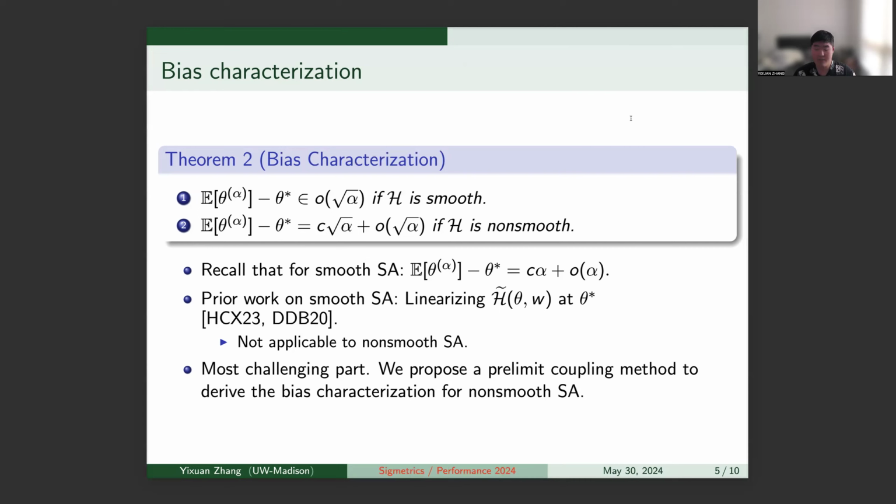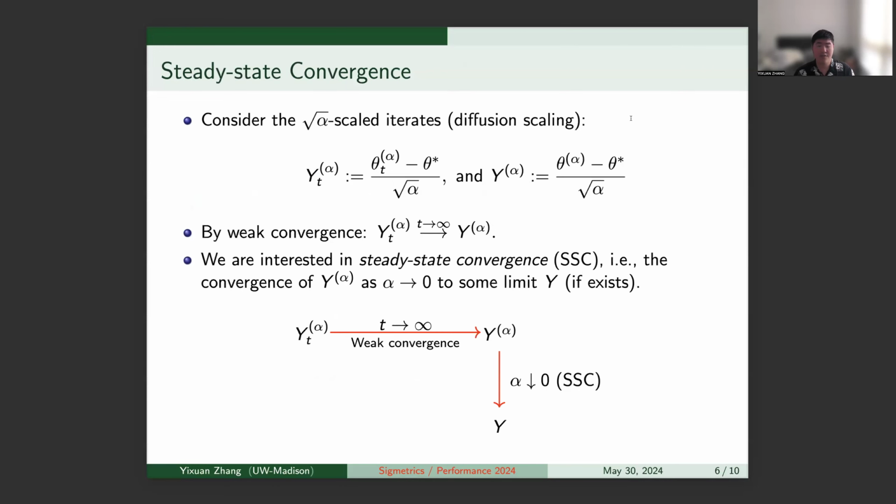Therefore, to overcome this challenge, we propose a new method called the Prelimit coupling method to derive the bias calculation for non-smooth SA. But before we talk about the technique, let me first give you a big picture of how we derive such a bias calculation for non-smooth SA. First, we consider the square root of alpha scaled iterates, denoted by y t alpha here. Because we have the convergence of theta t alpha to theta alpha, we can also derive the convergence of y t alpha to y alpha.